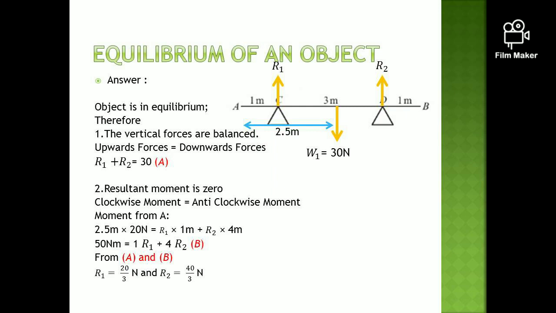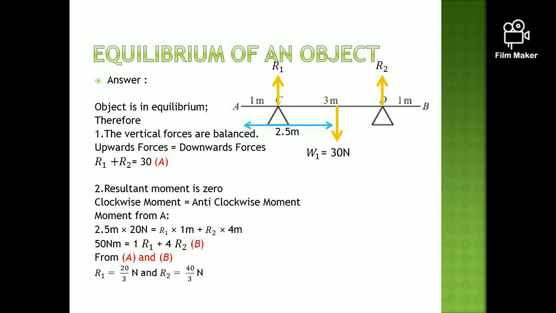Then we know that the object remains in equilibrium. Therefore, I can consider the first condition, upwards forces equal to downwards forces. With that you can say R1 plus R2 equals 30. I'll consider that as my first equation.